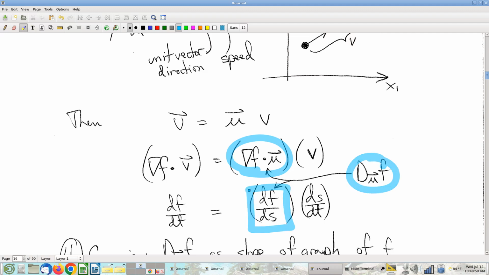Okay, good stopping point. I keep going over. I keep thinking that I can get stuff done faster than I can. Sorry about that.